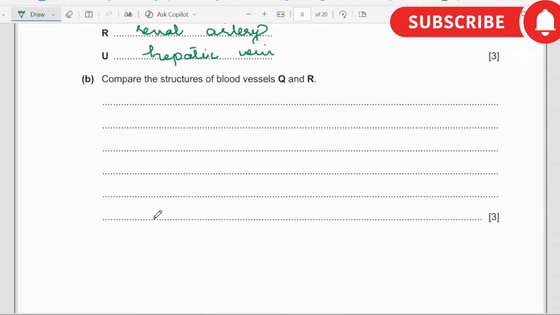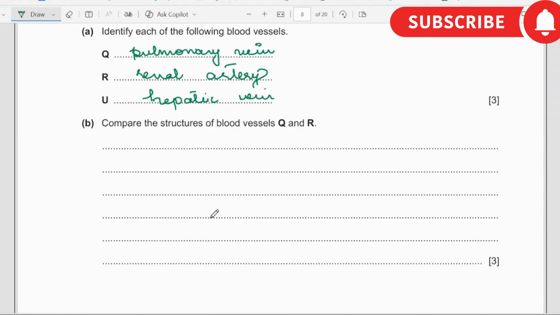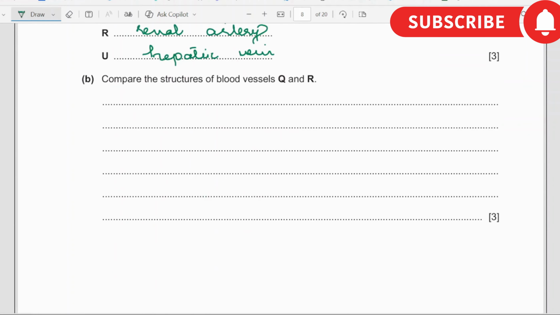Compare the structure of Q and R. Now Q is a vein and R is an artery. You need to compare their structure. You have to give at least three comparisons. What can these be? What is the comparison?